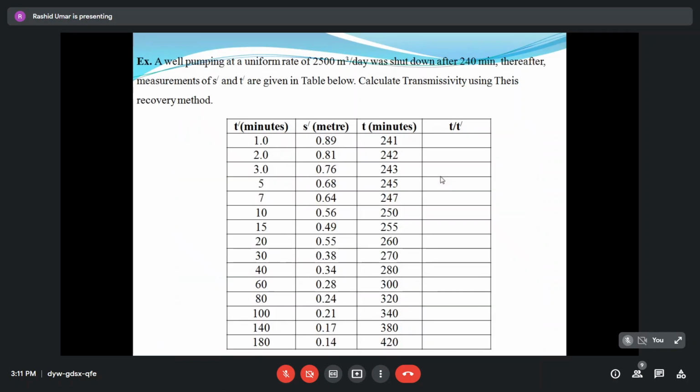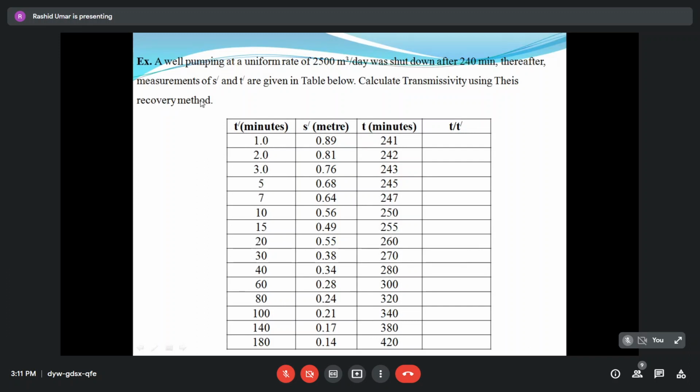This is standard data taken from Todd's book. The well was pumping at 2500 cubic meters a day and was shut down after 240 minutes of pumping. Thereafter, measurements of s' and t' are given in the table below. Calculate transmissivity using the Theis recovery method.